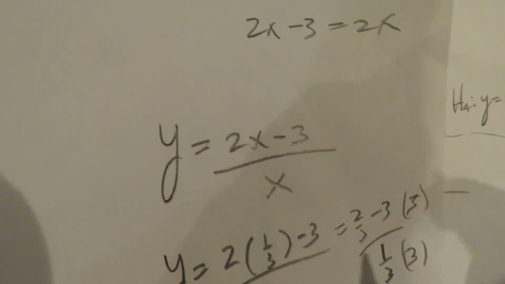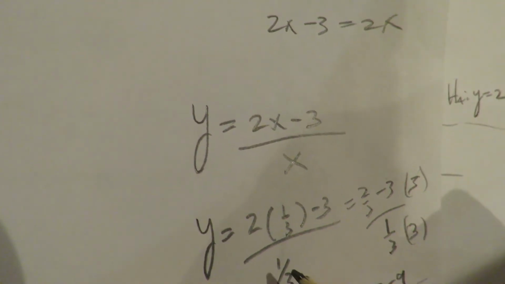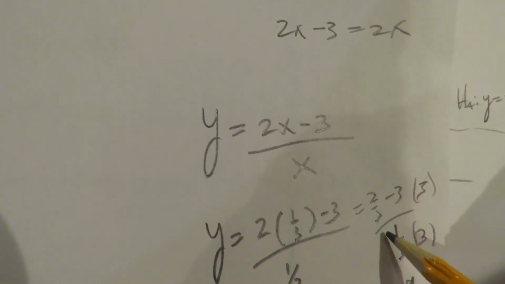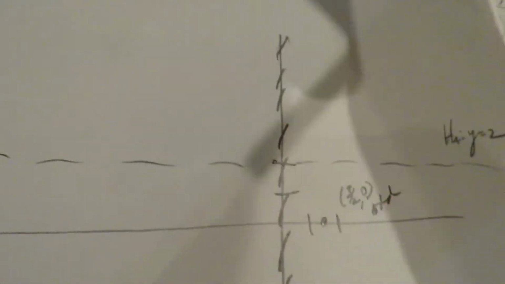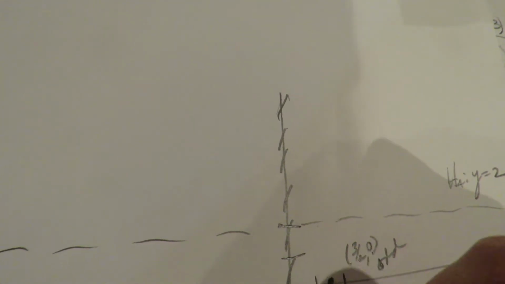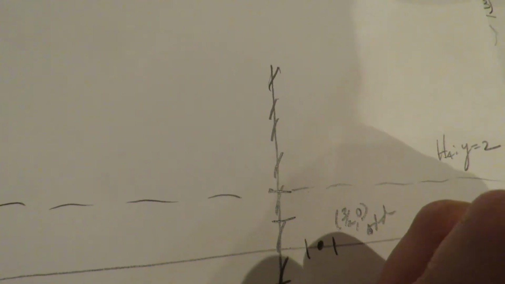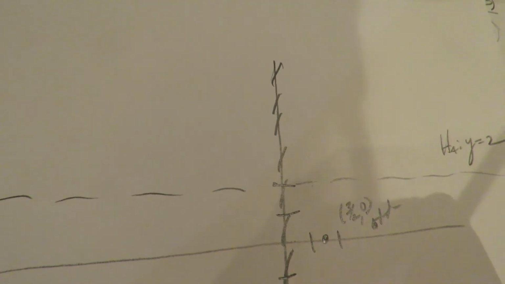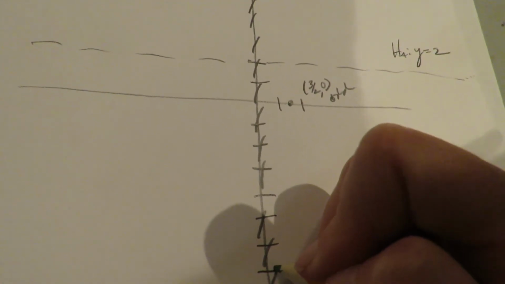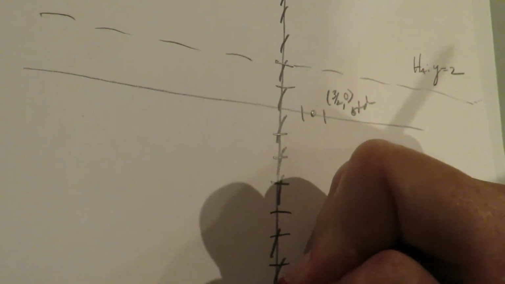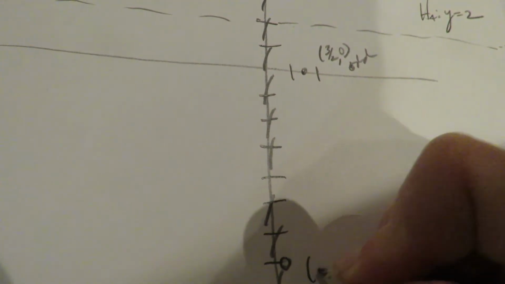Let me just double check my math there. 2/3 minus 3 over 1/3 multiplied by 3. That cancels that. 2 minus 9 over 1. Yeah, it's negative 7. Okay. So 1/3, negative 7. 1, 2, 3, 4, 5, 6, 7. So 1/3, negative 7. I'm just going to sort of pull that in, so making an actual hole. It's an actual hole at 1/3, negative 7.